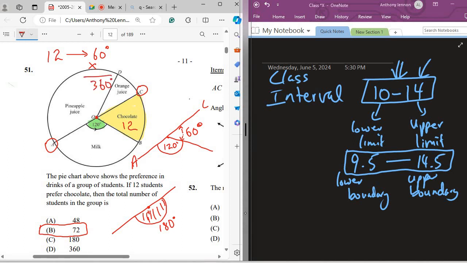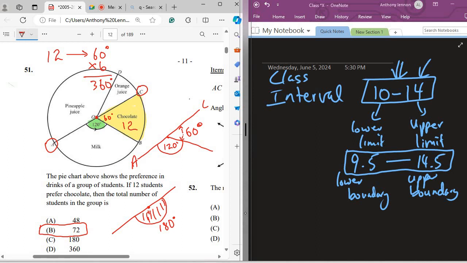This is just one approach. That just came to my mind while I was explaining. I had a different approach to explain to you, but this just came to my mind. So 12 students is 60 degrees. But I'm asking you, what number would you multiply 60 by to get 360? Well, look at the 6 and 36. What number do you multiply 6 by to get 36? 6 times 6, right?